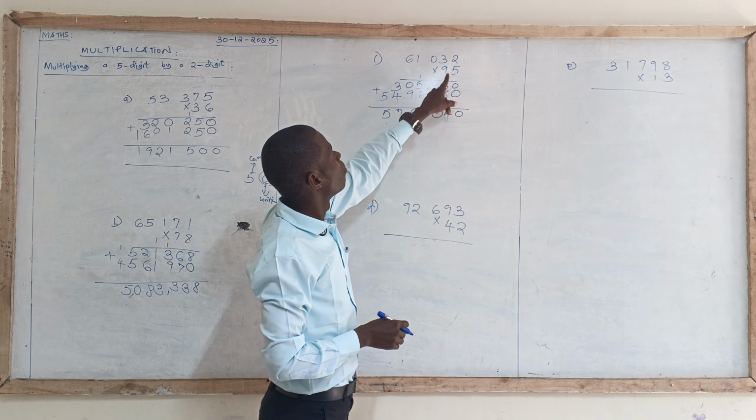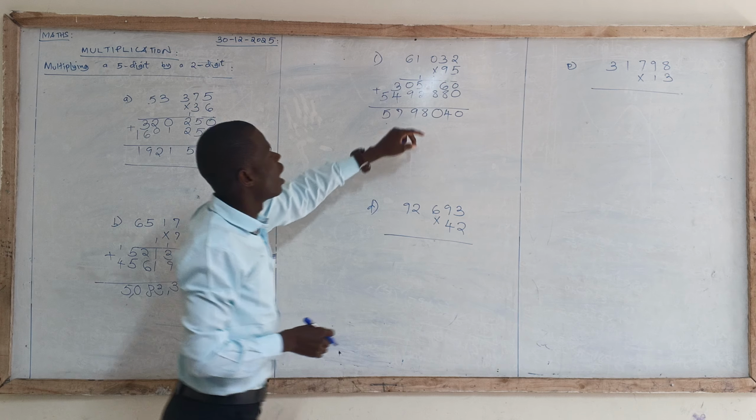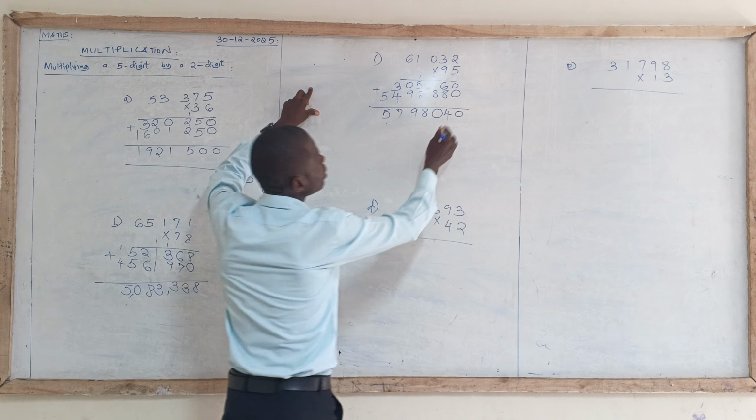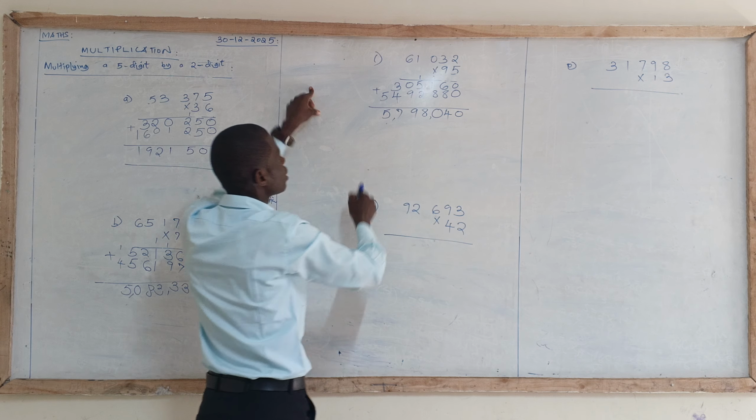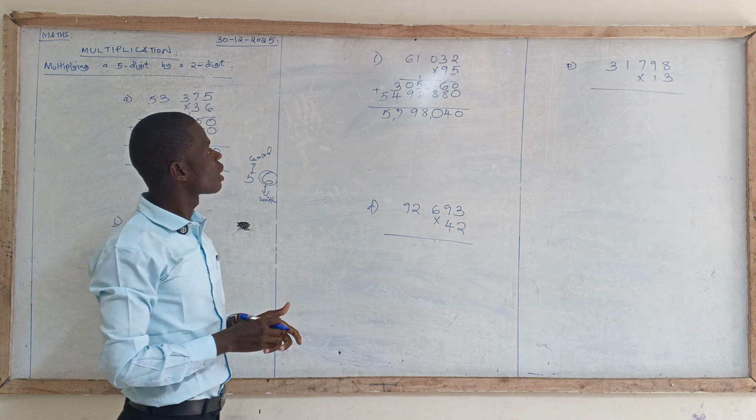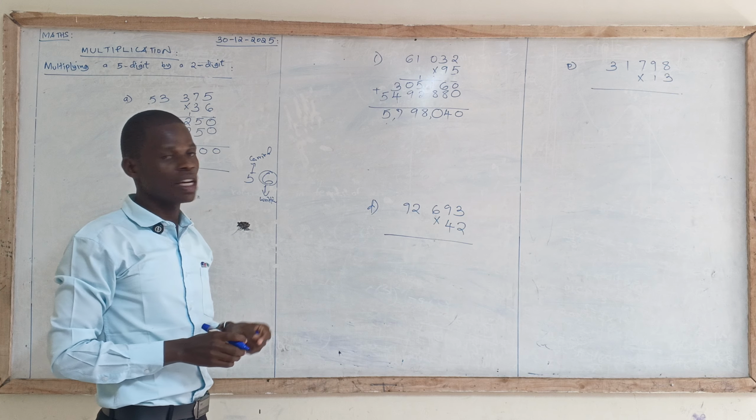61,032 multiplied by 95. Our answer, we just group them 1, 2, 3. Place a comma, 1, 2, 3, place a comma. That's now 5,798,040.